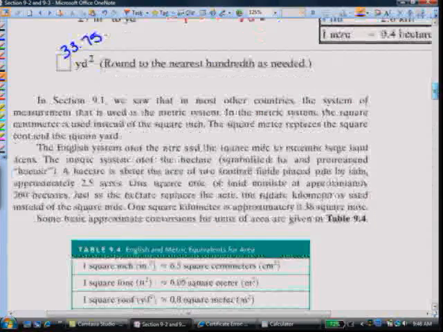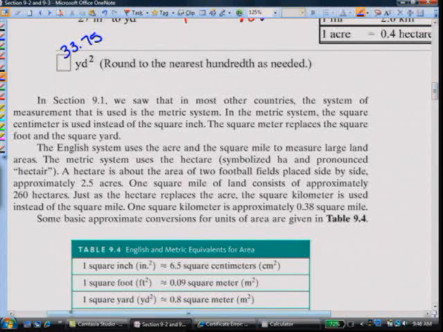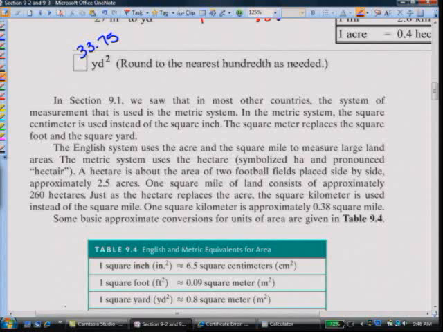Okay, now in section 9.1 we saw that in most other countries the system of measurement that is used is the metric system. In the metric system, the square centimeter is used instead of the square inch. And the square meter actually replaces both the square foot and the square yard. So we use square meter. We don't have another unit. The English system uses the acre and the square mile to measure large land areas. The metric system uses the hectare.